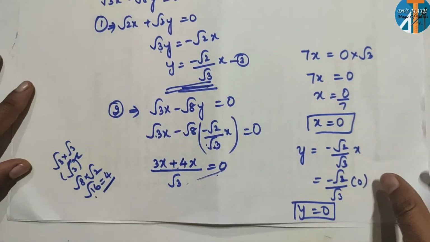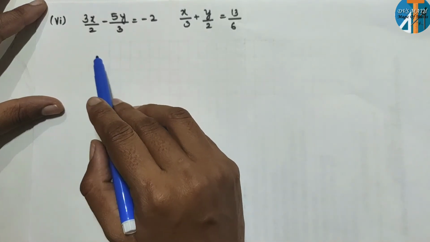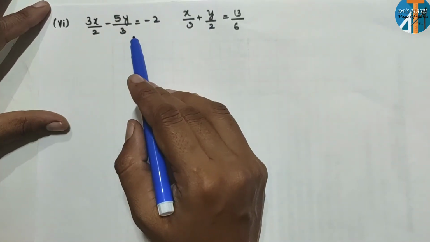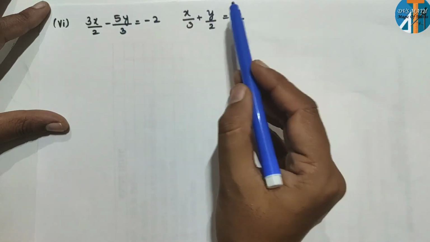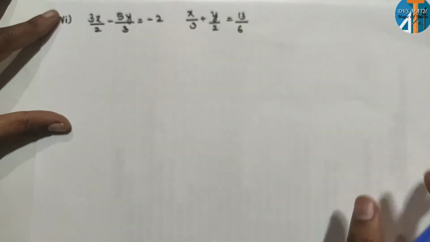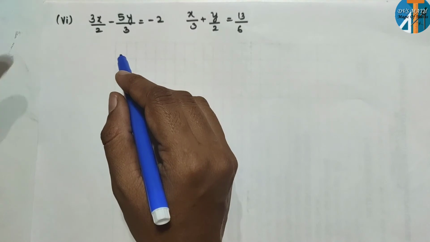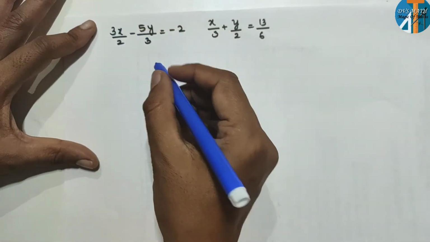Okay, let's go for the last sub question. So the last sub question in question number 1. Here you can observe you have a fraction type, right? 3x by 2 minus 5y by 3 is equal to minus 2 and x by 3 plus y by 2 is equal to 13 by 6. Convert to regular form. How? By taking LCM. First take LCM and then take it as equation 1 and equation 2. So let's take this.